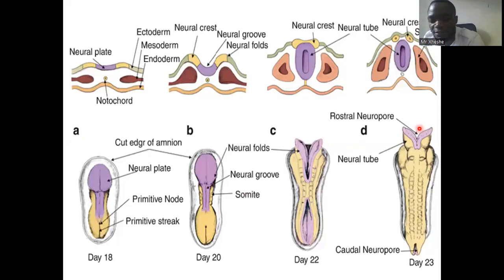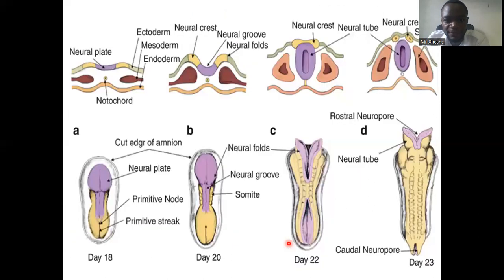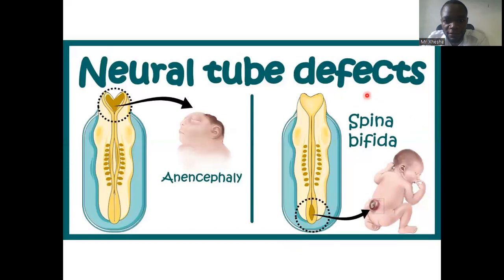So the swelling that will be in front there, we'll call it the prosencephalon. And later on it will give us the telencephalon and the diencephalon. Then the swelling that is in the mid portion, we are going to call it the mesencephalon, or what is referred to as the midbrain. Then the swelling that is posterior, we call it the rhombencephalon, or otherwise known as the hindbrain. So during development, the brain has 3 swellings: forebrain, midbrain, and hindbrain. Okay. So there will be forebrain in front there, midbrain, and hindbrain.